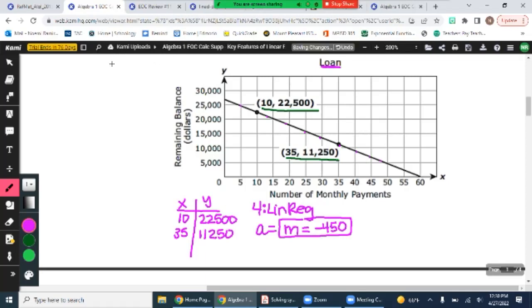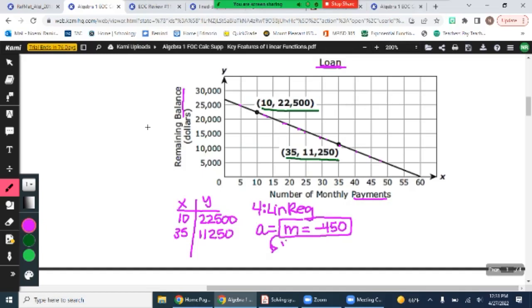And what is the y-axis describing? The balance. The remaining balance. And what does the x-axis represent? The number of payments. So what's going on when I'm decreasing by 450? Not that you're not paying, because it's a loan. Everybody knows what a loan is? You're borrowing money. So why would it go down if you're borrowing money? You're giving it back. So this slope is representing what you pay each month.